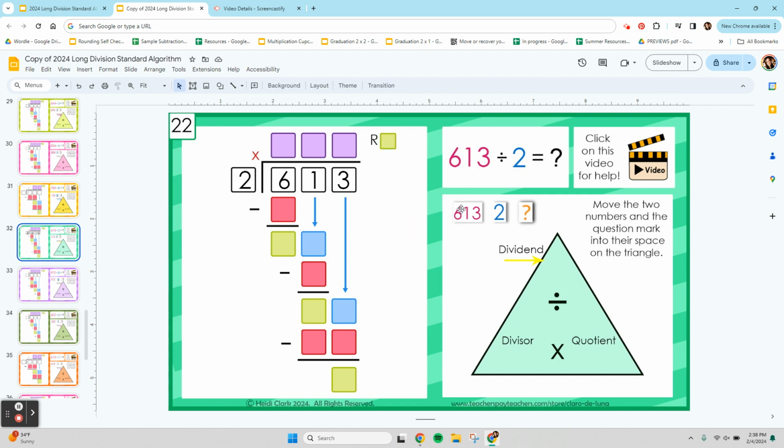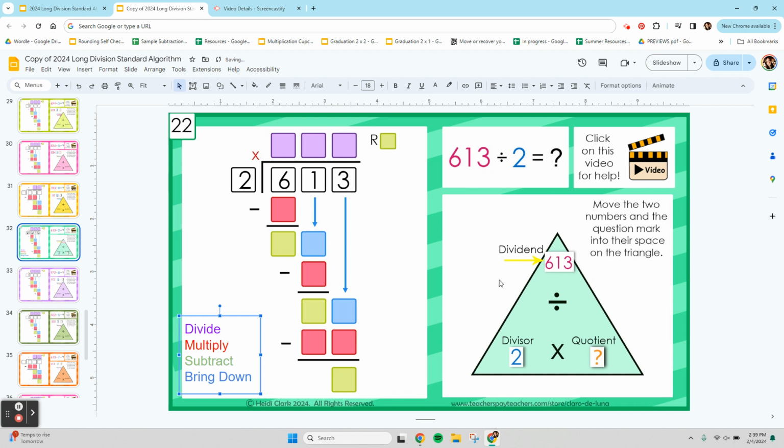Let's do our fact triangle first. So our biggest number is 613. That's our dividend. It's getting divided by 2, so divided in half. And then our quotient is our answer. In the end, you should be able to do this times this plus your remainder, and it will equal 613.